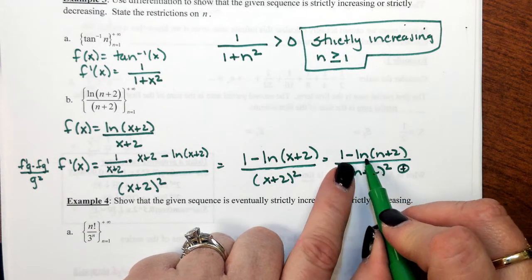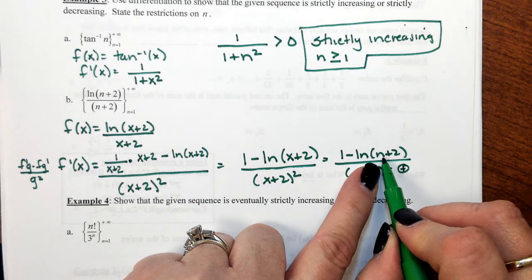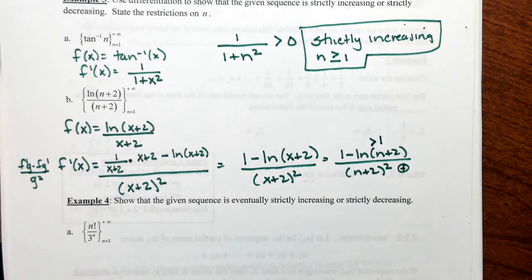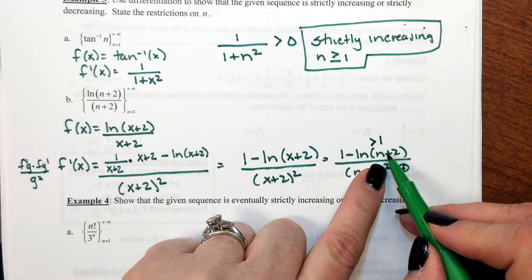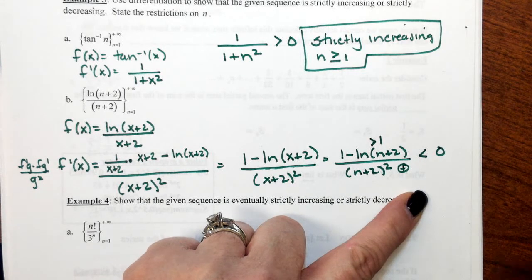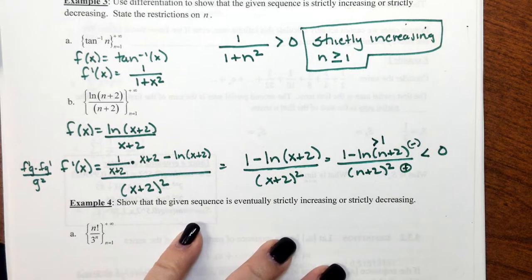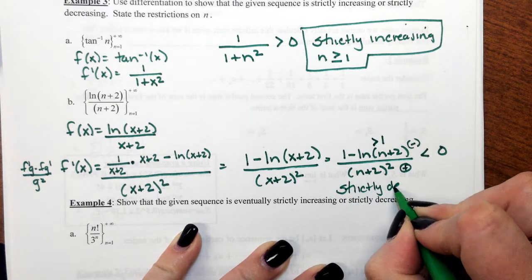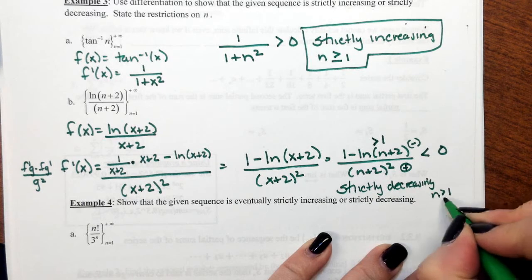So here's a 1 minus the natural log of n plus 2. So if I plug in a 1 for n, the natural log of 3 is greater than 1. So a natural log of 4, 5, 6, 7, etc. This value is always going to be less than 0. So I know that this fraction is going to have to be less than 0 because this numerator will be always negative when we plug in 1 for n. So this is going to be strictly decreasing when n is greater than or equal to 1.